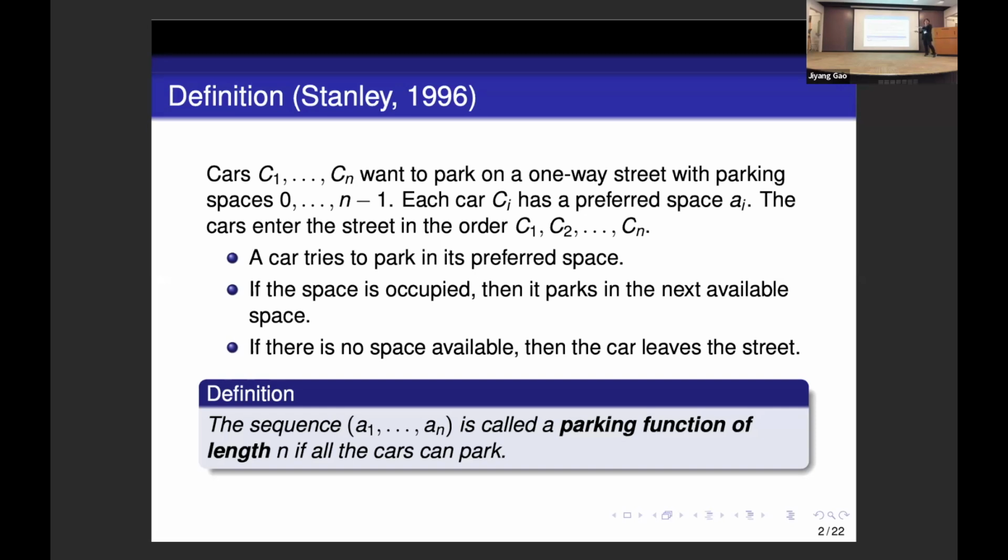I'm not going to read the whole thing. It's just that the parking function was introduced as a parking process, with cars entering a one-way street with spaces, one by one, and each driver has a preference before entering. The rule is they enter the street, go to the preferred space directly, and park in the first space available from that spot. If anyone cannot find a spot, the parking fails. So a parking function is a sequence of preferences so that all the drivers can park.